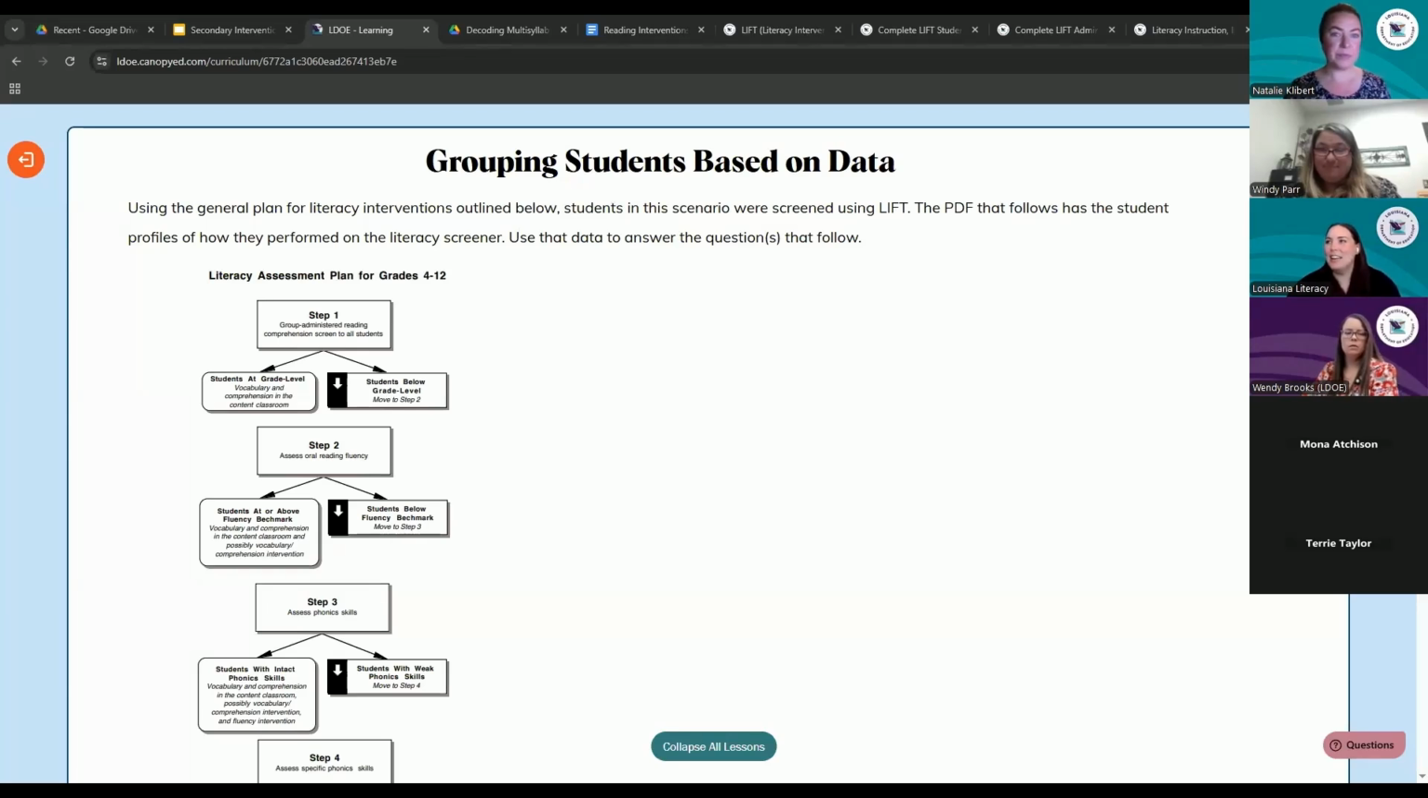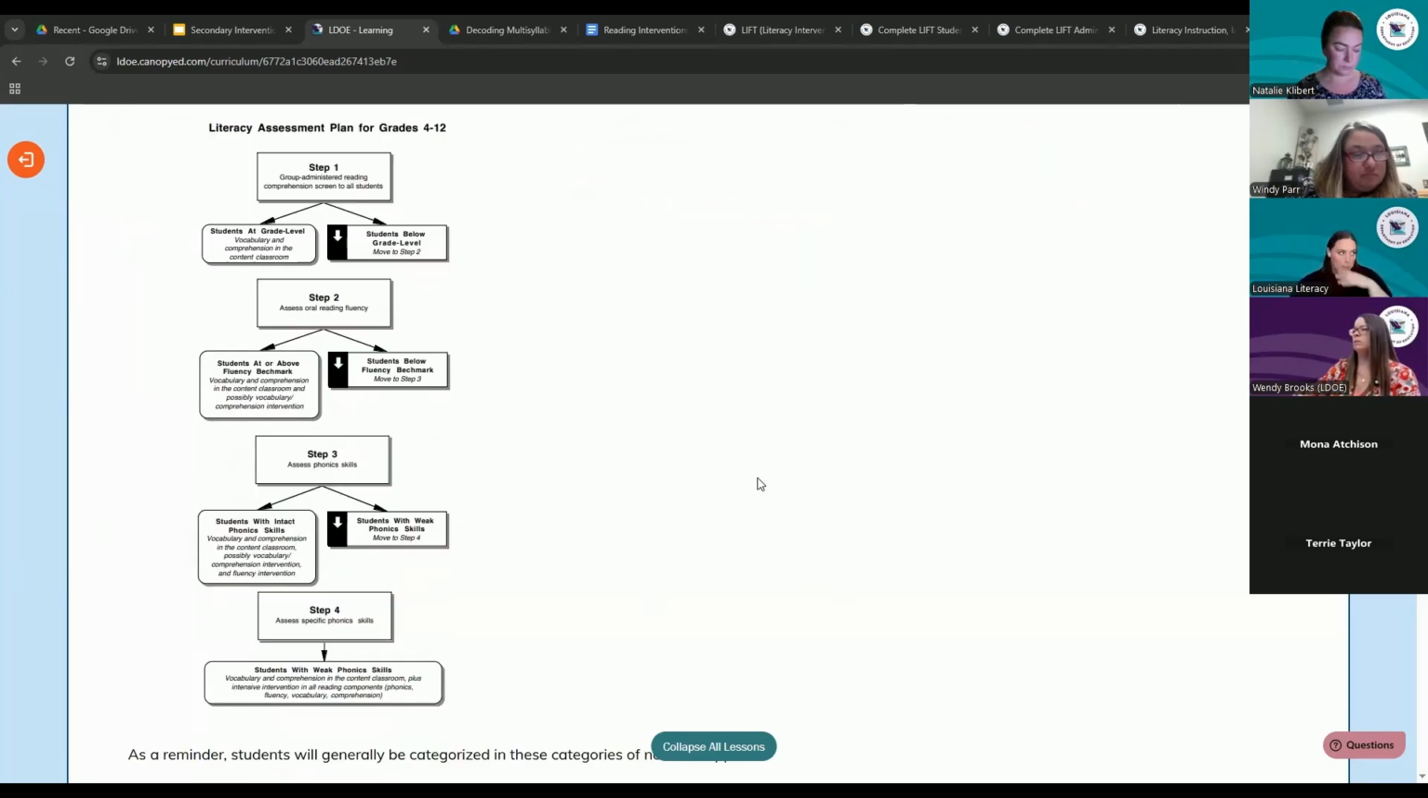Okay, so the next section in Canopy is about grouping students based on data. And we're going to talk about applying the concepts we've learned. We've already talked about how we get the data to group students, which is, first, we universally screen students at the beginning of the year to see if the screener shows that they have a risk of reading difficulty. If they are at risk, we move them on to a diagnostic, where that diagnostic will give us the specific skills that they may be struggling with. That way we can make some groups and determine if they need tier 2 or tier 3 support.